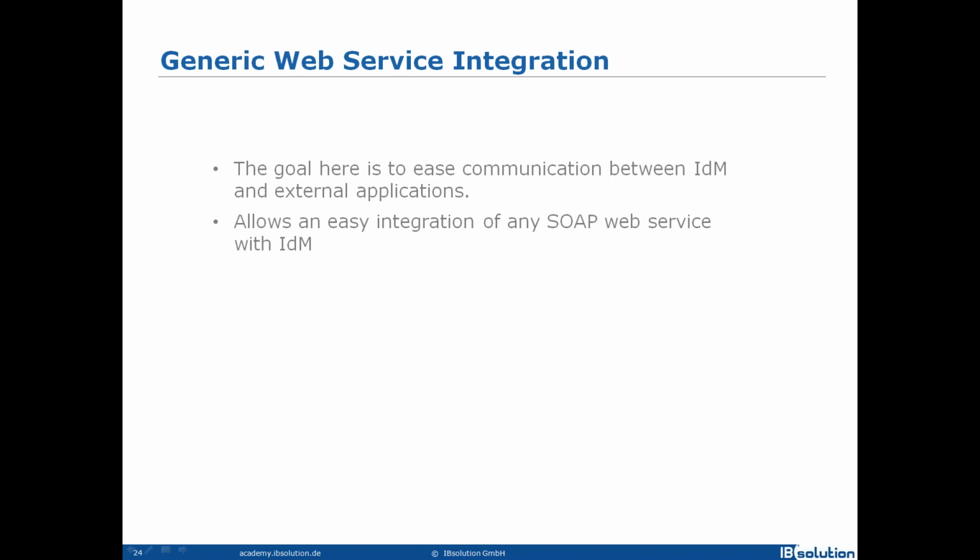The last add-on is the generic web service integration. Develop IDM extension pass for calling SOAP web services. The pass will be able to pass parameters to any available method in any SOAP web service and return a result if such is present. The goal here is to ease communication between IDM and external applications. Again, here we will have two different passes: from web service and to web service pass.